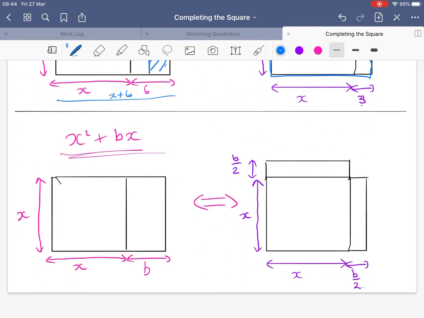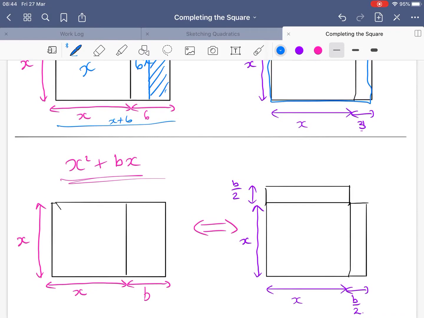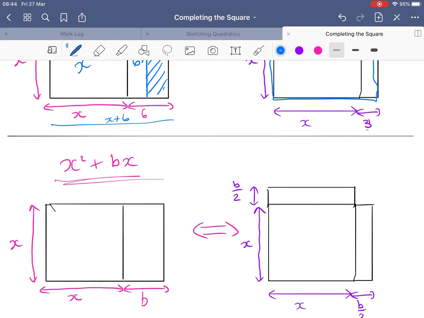So let's look at the general case. Again, I've got x squared plus bx, which means this length here of the rectangle on the end must be b, because I've got an x squared and I've got a b times an x.